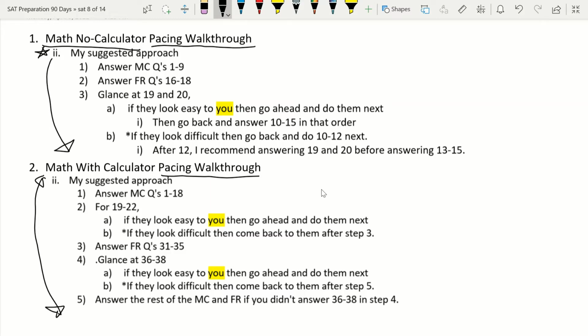This will be from SAT Practice Test 6. So I'll put PT 6 for Practice Test 6. That first math, no calculator section was from Practice Test 2. So with that, let's go ahead and get started.